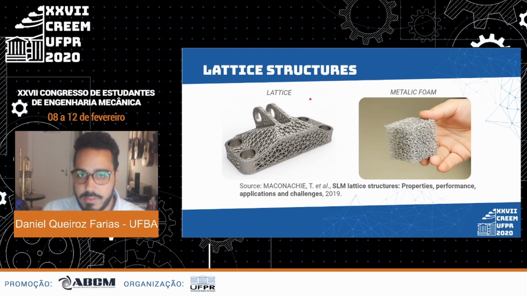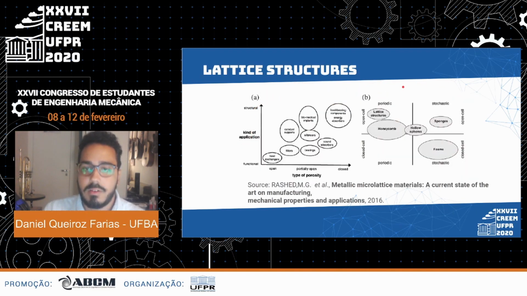Here we can see 2 examples of cellular materials. The first one is the already mentioned lattice, and the second one is the metallic foam. On these 2 graphics, beginning with the letter A, we can correlate the kind of application of different cell structures with a type of porosity.